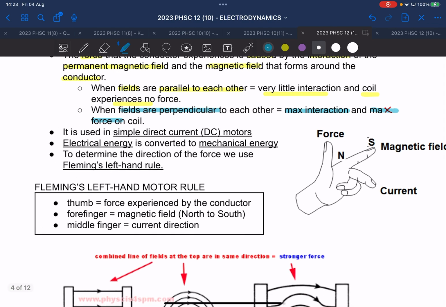Okay, so where do we use this? We use it in simple direct current motors, soos your drill or your fan or your whatever you want to move. In this motor, electrical energy is converted to mechanical energy. So you start with electricity, you begin met 'n stroom, and then something moves. So electrical energy is electricity, mechanical energy is movement energy.